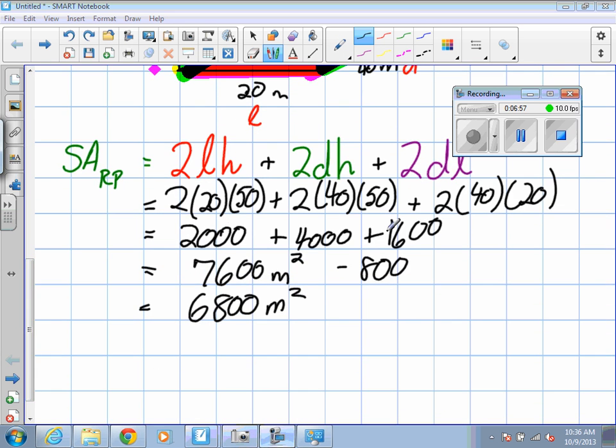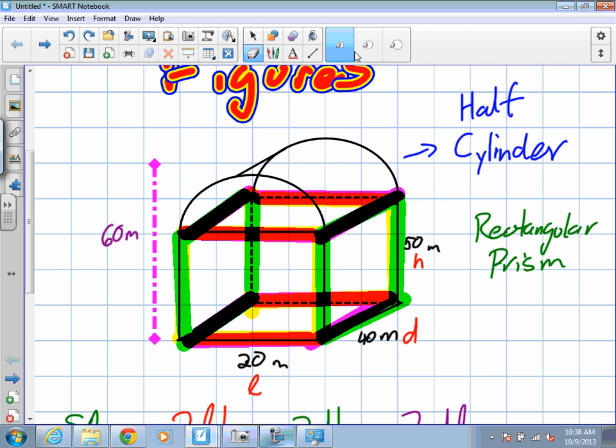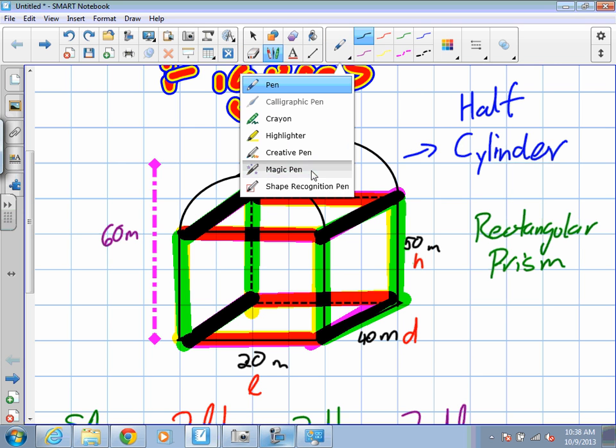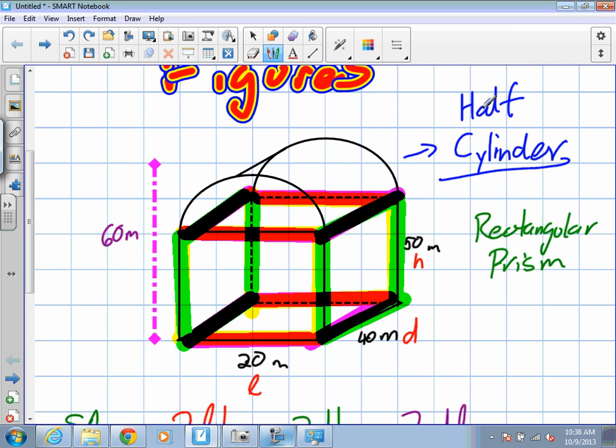The second shape we have to find is the half of a cylinder that we have on top. Now the problem is I really don't have a lot of the measurements for this. What would the diameter of this circle be? 20. We know that because the base of the building is 20. So we can use that here. This is 20 meters. Now, I can use that to kind of figure out what I'm going with here.